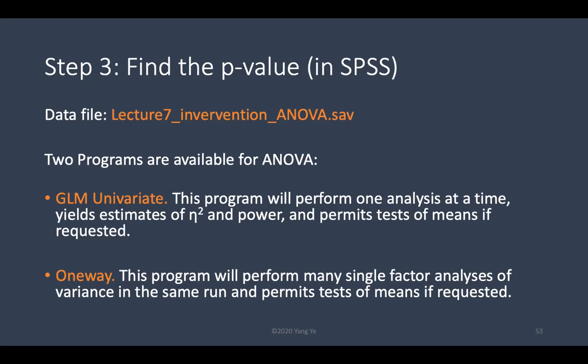There's also another program called One Way. You will notice that this is at the end of the analysis of means that you saw earlier. You see independent sample t-test, paired sample t-test, and then there's One Way. So One Way will also do single factor analysis. You cannot have more than one factor. It will do analysis of variance and give you tests of means if requested, but it wouldn't give you eta square, it wouldn't give you power. Okay.